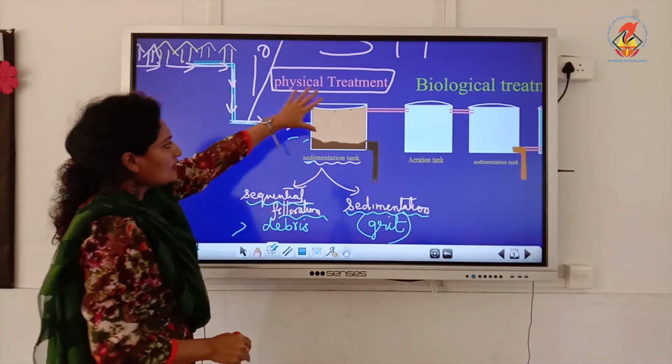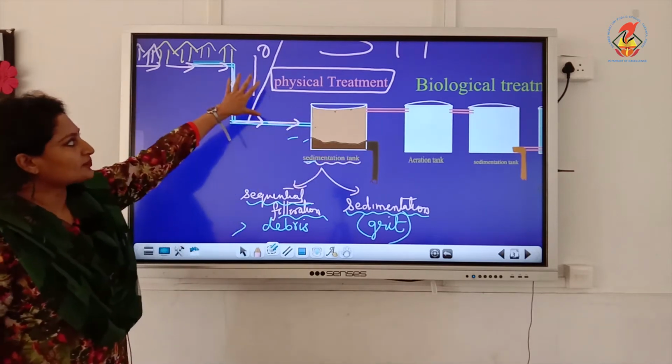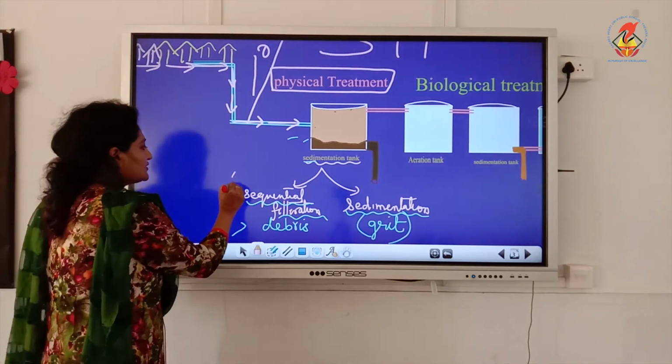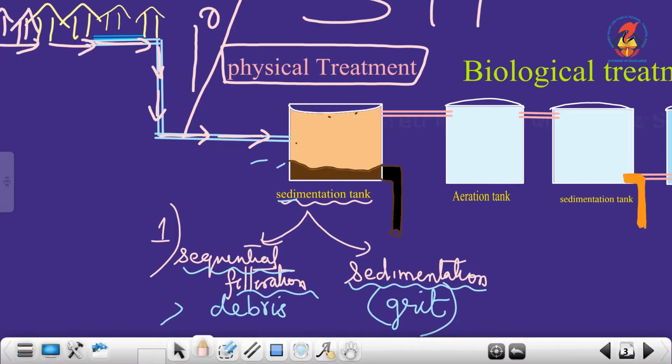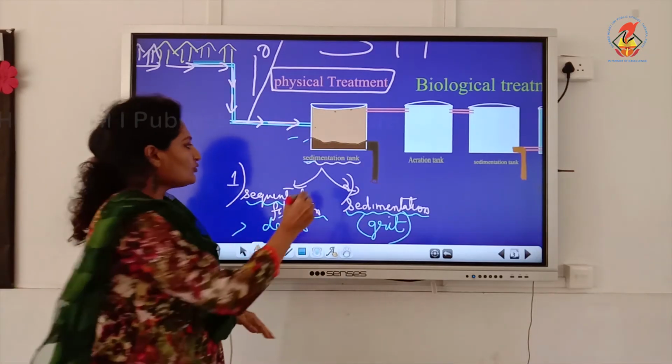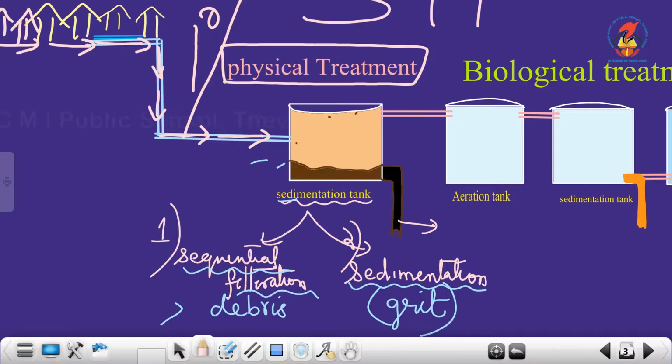Now after the first treatment, which is called primary treatment or physical treatment, what happens? I told you the first step is sequential filtration, where all the floating debris is removed sequentially, and the second stage is sedimentation. In the same tank, it is allowed to settle. The sediments that settle form the sludge. Now this sludge of the sedimentation tank is known as the primary sludge.